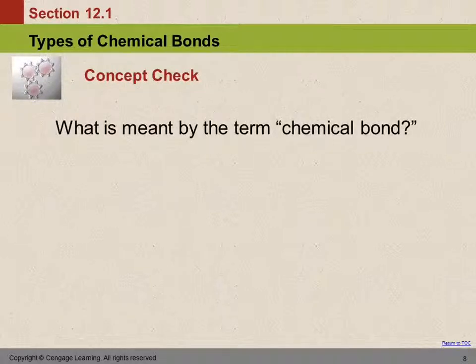So, what do we mean by the term chemical bond? Like I said, there's not a quick and easy answer to that, but it's the forces that hold atoms together in a compound. Right? Forces of attraction. And we talked about two kinds of bonds: ionic, where the electrons are transferred, and then you have this attraction of opposite charges, and covalent, where the electrons are shared.